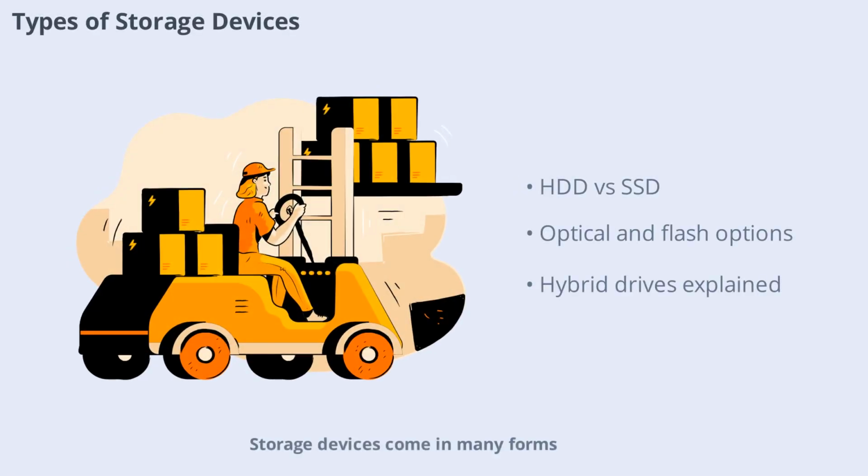Storage devices come in many forms. Hard disk drives (HDDs) use spinning platters and are known for large capacities at lower costs. Solid-state drives (SSDs) use flash memory for faster speeds and better durability, available in SATA, NVMe, and M.2 formats. Optical drives like CD, DVD, and Blu-ray are less common today but still useful for some tasks. USB flash drives and memory cards offer portable storage, while hybrid drives (SSHD) combine the best of HDD and SSD. Choosing the right storage depends on your needs for speed, capacity, and reliability.